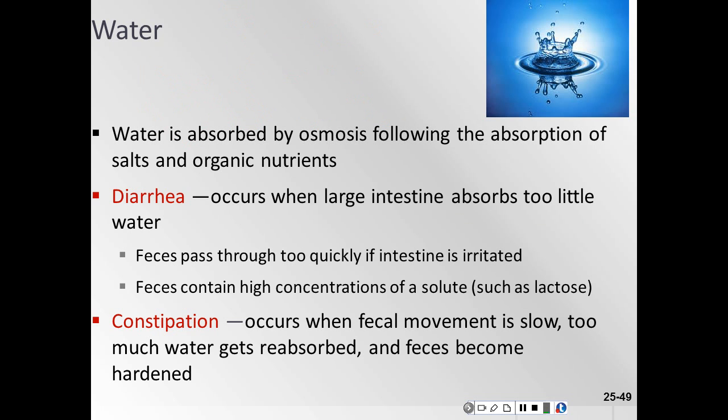Water is absorbed by osmosis following the absorption of salts and organic nutrients that pass into the extracellular fluid. Now, diarrhea occurs when the large intestines reabsorb too little water. This may occur when the intestines is irritated by bacteria and feces pass through too quickly. Now, it may also result from abnormally high concentrations of solutes such as lactose that oppose osmotic absorption of water. And then we have our constipation. Constipation occurs when fecal movement is slow. Too much water is reabsorbed and the feces become hardened. It can result from lack of dietary fiber, lack of exercise, emotional upset, or long-term laxative abuse.